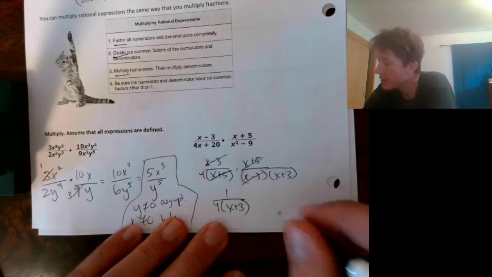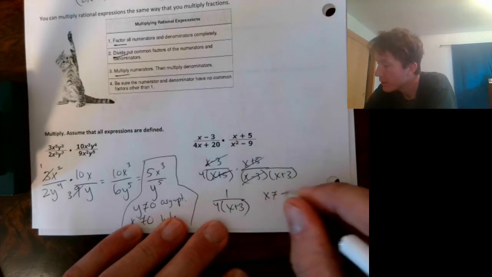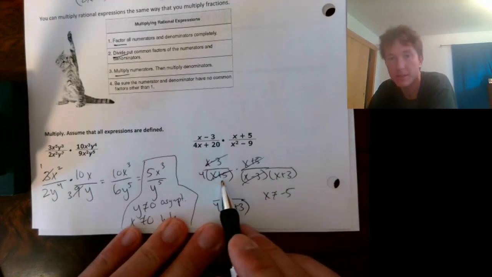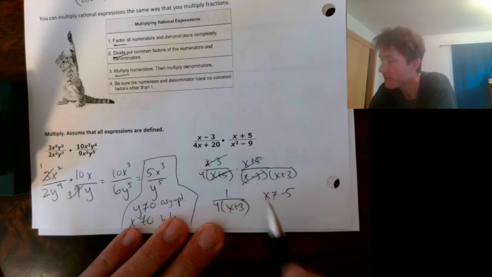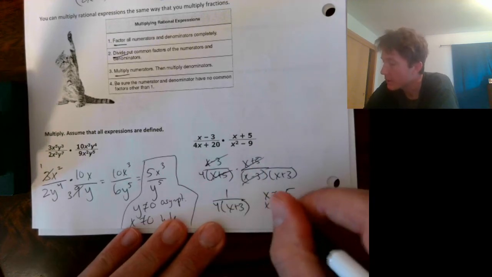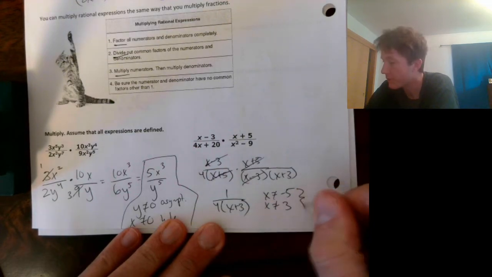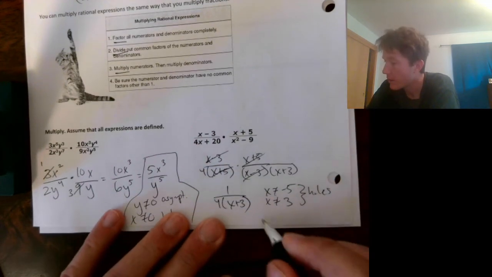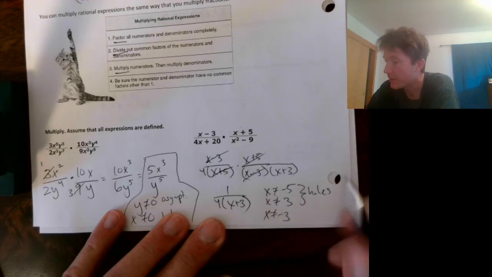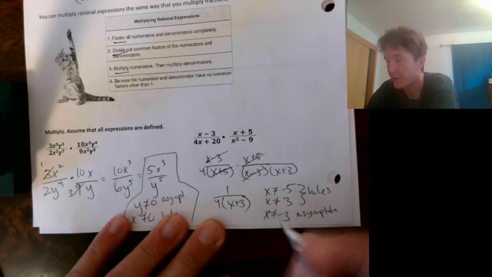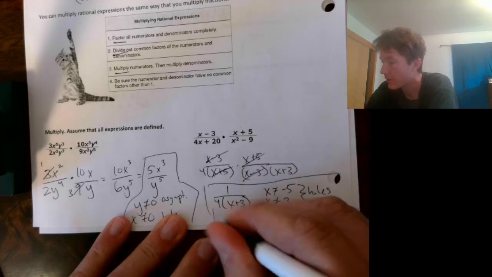A few things here. x can't equal negative 5. That comes from here. That's going to be a hole since it cancels. x can't equal 3. That's another hole. So these are both holes. And x can't equal negative 3. That's an asymptote. That comes from our final graph. There's our answer.